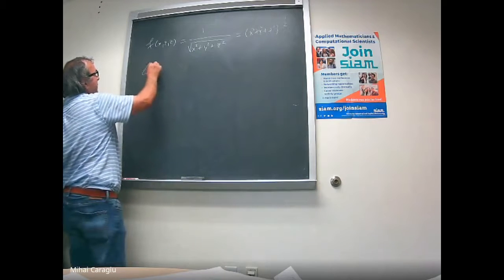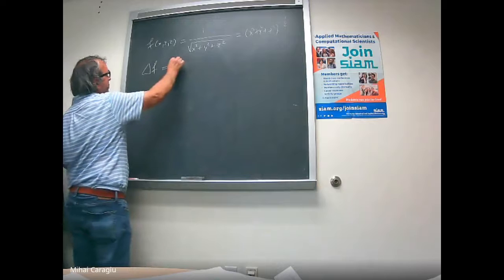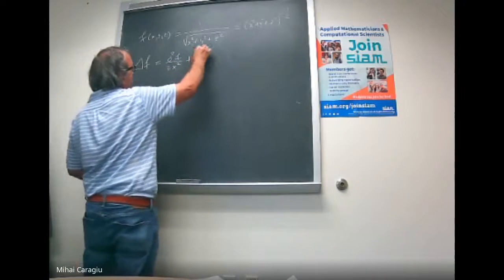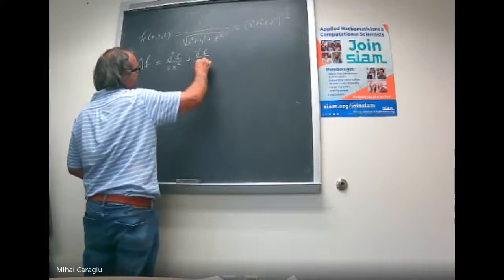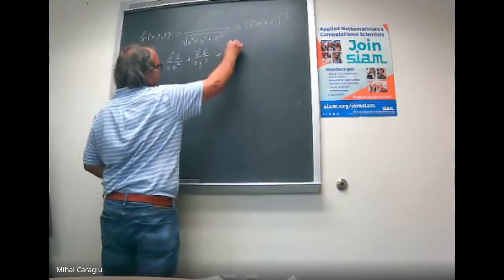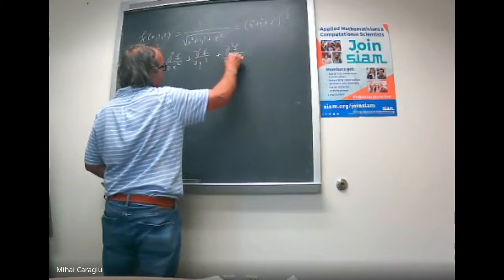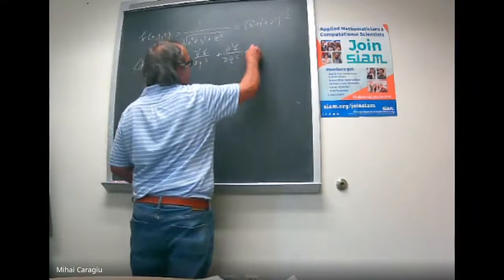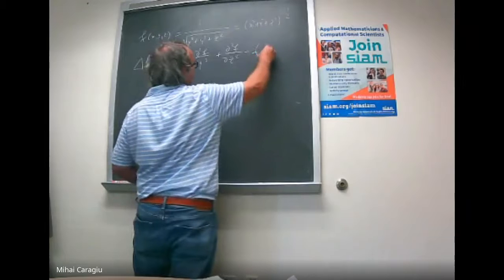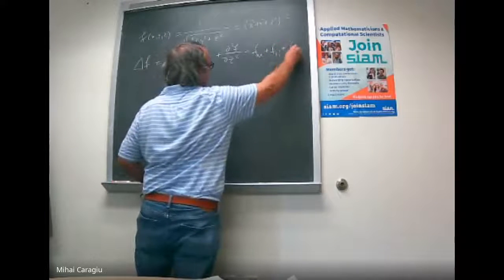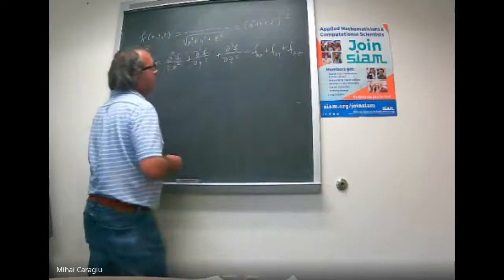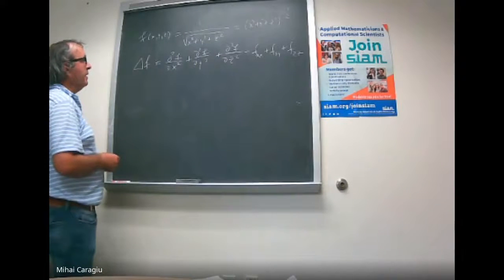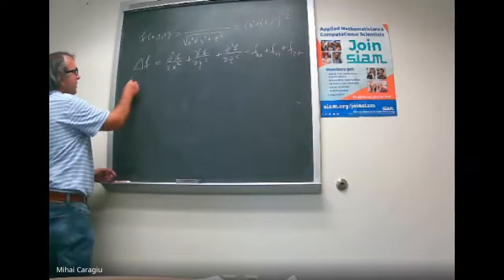The Laplacian of f will be d squared f over dx squared plus d squared f over dy squared plus d squared f over dz squared, or f_xx plus f_yy plus f_zz. Okay, so let's take it easy and start with f sub x.